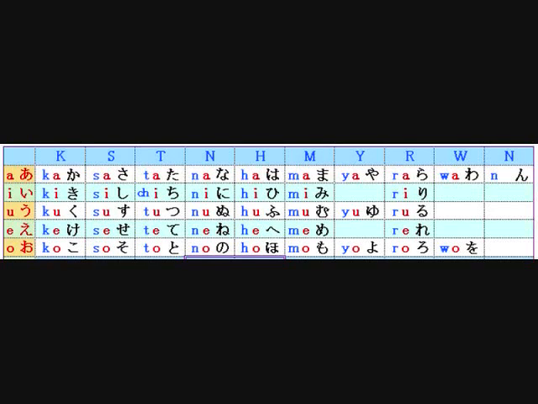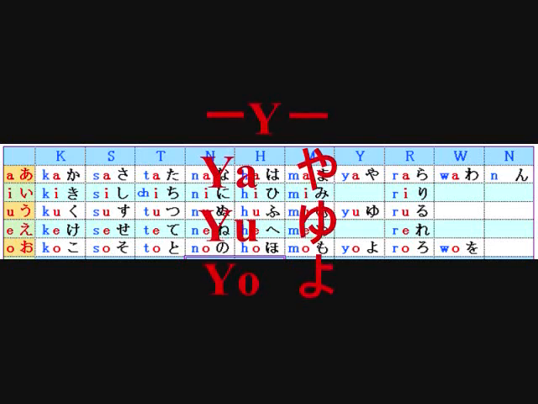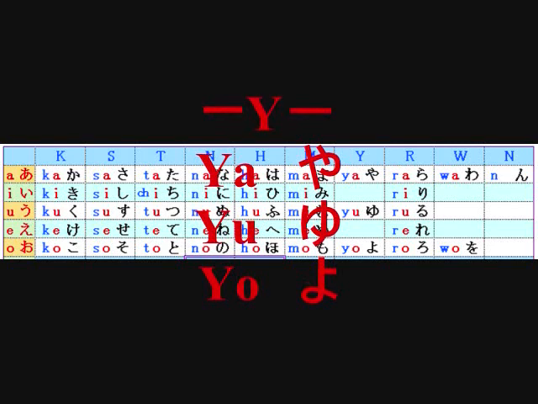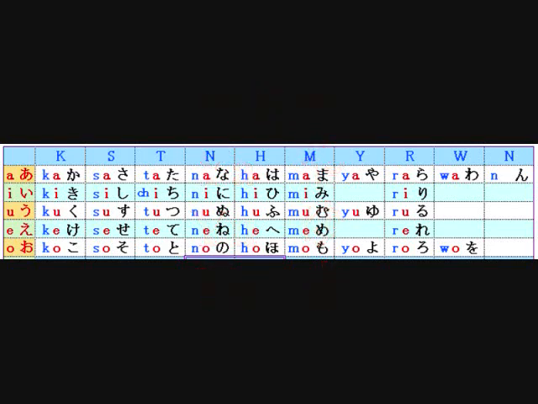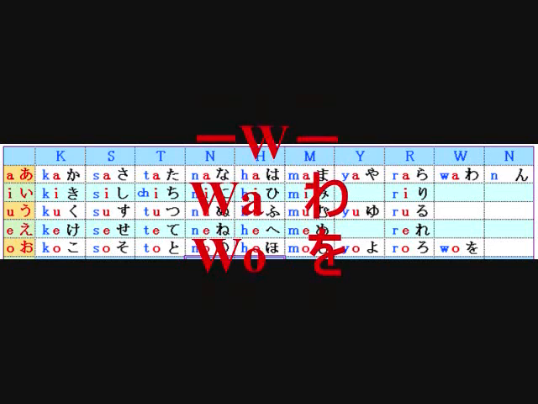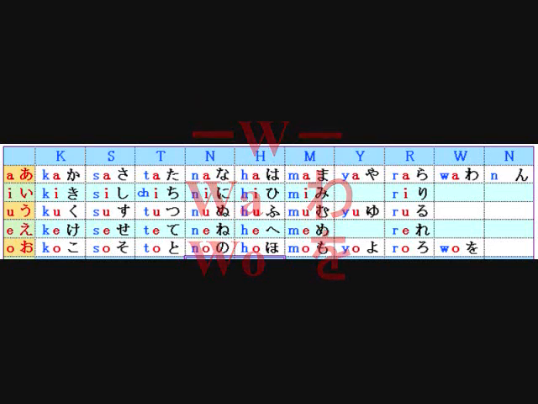If you noticed, the consonants Y and W do not have the entire vowels with them. The Y consonant only has YA, YU, and YO, and the W consonant has only WA and WO. This is so because throughout the years, the Japanese have dropped off the pronunciations of the other vowels with these consonants.